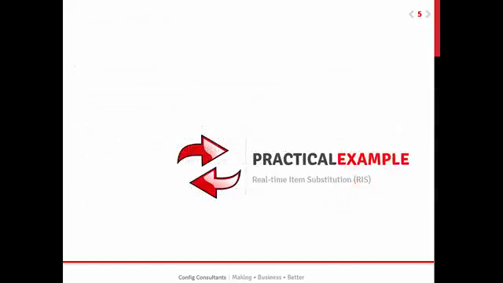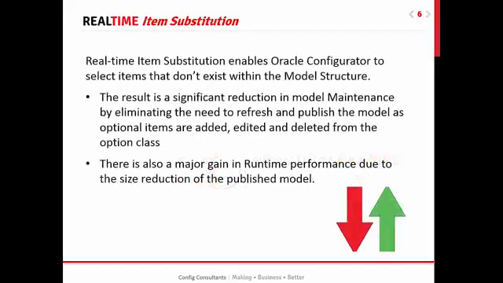So let's change gears and explore a practical example of how query-based rules can be deployed. This example is something we call real-time item substitution. The idea behind real-time item substitution is that items no longer need to exist within the model structure to be selected during the runtime session. For companies with extremely large option classes, this can provide a significant reduction in time and effort required to maintain the model while also greatly improving runtime performance.